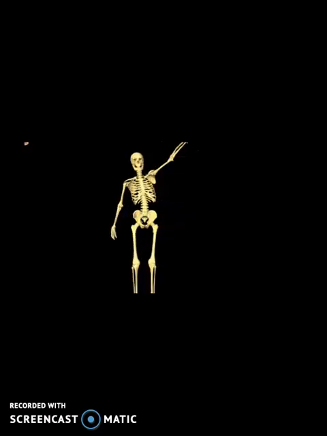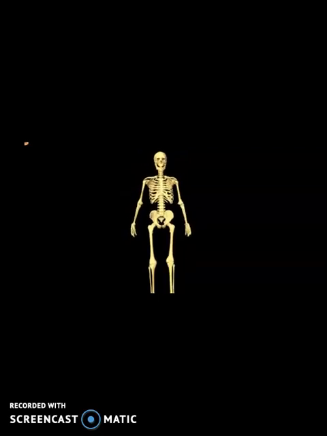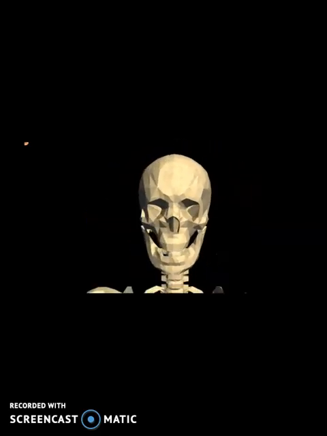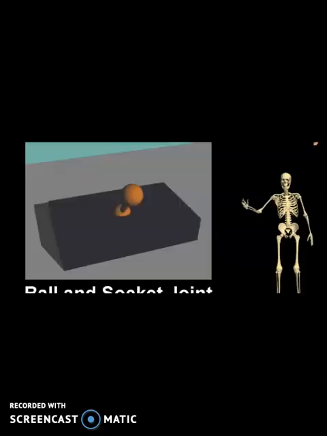Here in this video, you can see all the types of movable joints which I have explained to you. As I told you, joints are basically of two types, the movable and the immovable. Another name for immovable is fixed. Fixed joint or immovable joint, both are the same. The bones present in the skull are fixed, they are immovable.